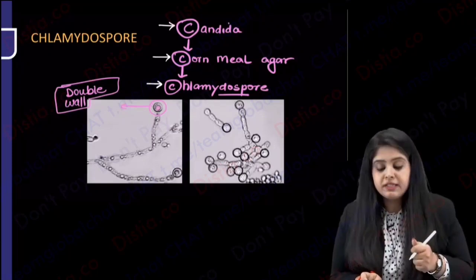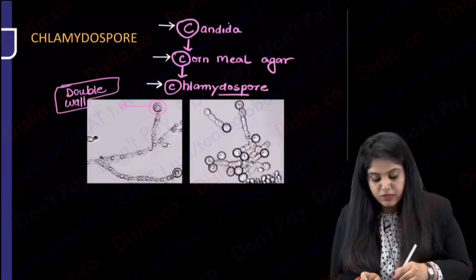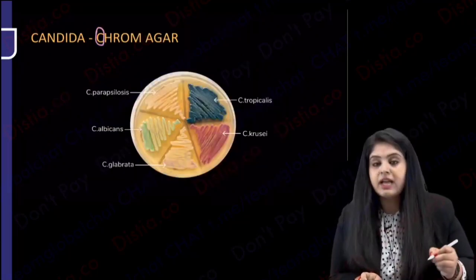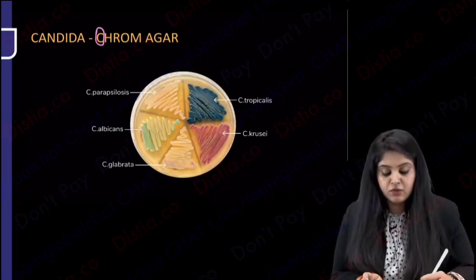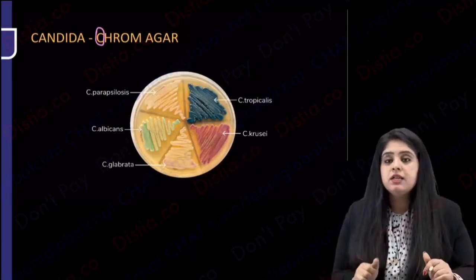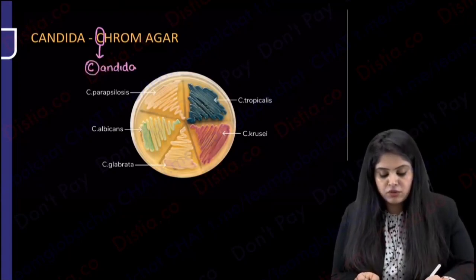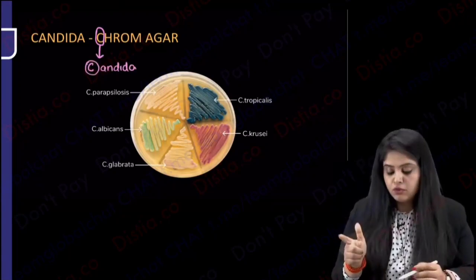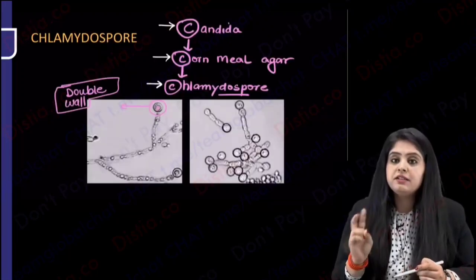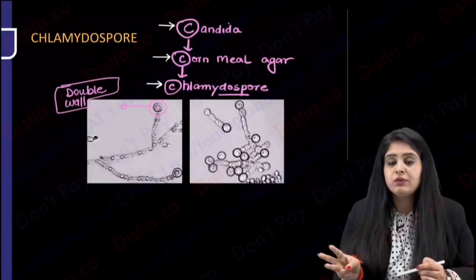Having said that, I'm not over with the C's. There is one more C that you have, and that C is going to be the chrome agar. Can you grow Candida in the chrome agar? Yes, this is a chrome agar. This multicolored thing is a chrome agar. So remember, C for chrome agar, C for Candida. So all the C's now I've got you, right? C for Candida, C for chrome agar, C for cornmeal agar, C for chlamydospores.